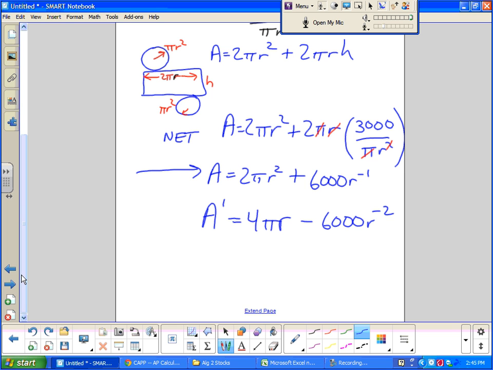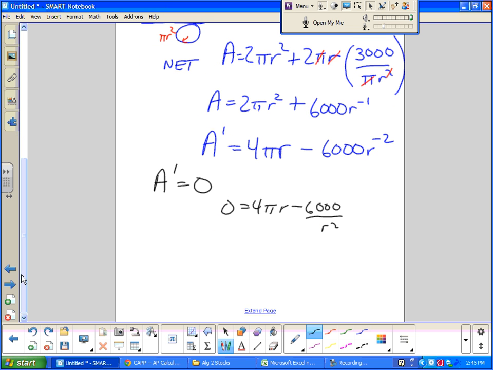We know that critical points are where local max and mins occur. So we want to know when A prime equals 0. If I do that, I get 0 equals 4 pi r minus 6,000, all over r squared. You guys agree the radius can't be 0, right? It can't be 0 in real life. Because if we're going to find a max or min, we're going to look for the critical points. So we set the derivative equal to 0. That's how we optimize. Good question. So now I'm going to multiply everything by r squared.